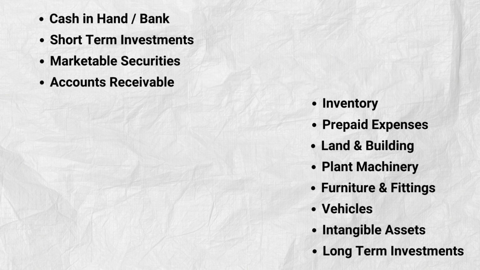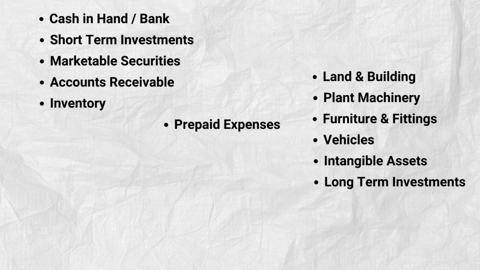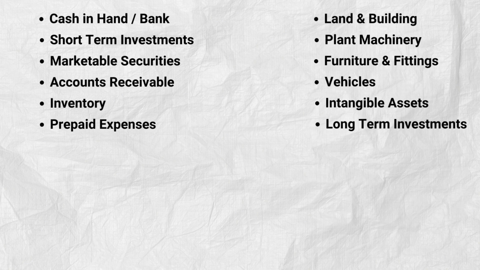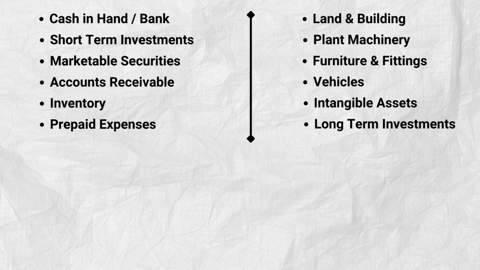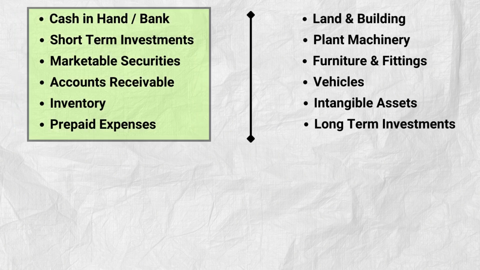Next in the list, we have inventory, which is expected to be sold or used up within the operating cycle, usually 1 year. Further, we have prepaid expenses, which will also be used or consumed within the normal operating cycle or within 1 year. Thus, we have segregated the list of assets into two parts. First part contains the list of assets, which are typically the resources that are expected to be converted into cash or used up within 1 year or one operating cycle, whichever is longer.